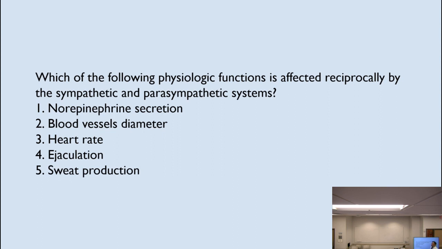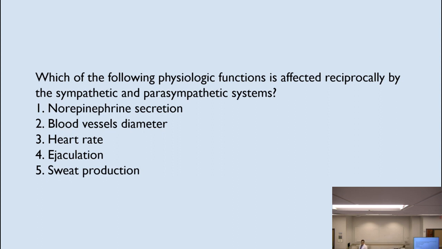Now, heart rate: the sinoatrial node and the AV node are innervated by both sympathetic and parasympathetic. And depending on who is releasing more of the neurotransmitter, the heart rate is going to be faster or slower.